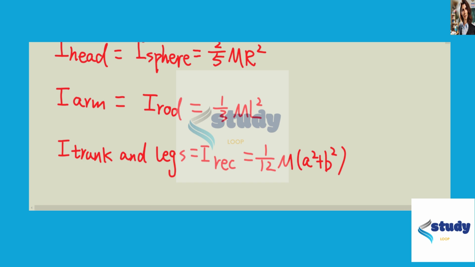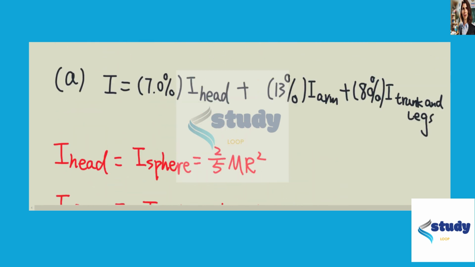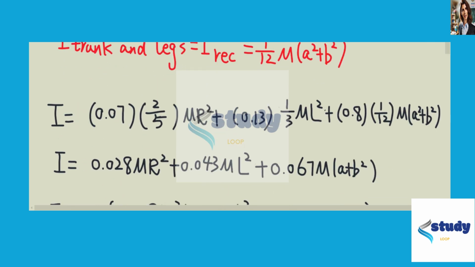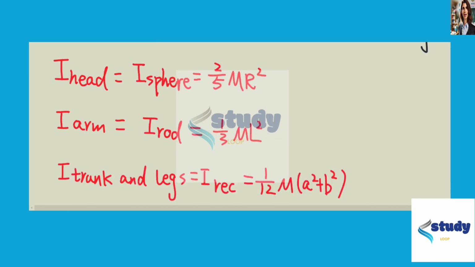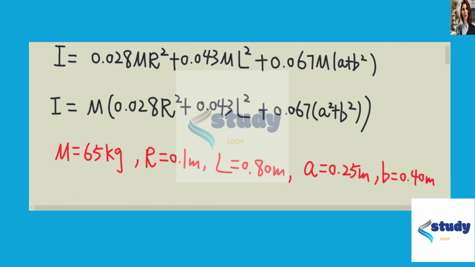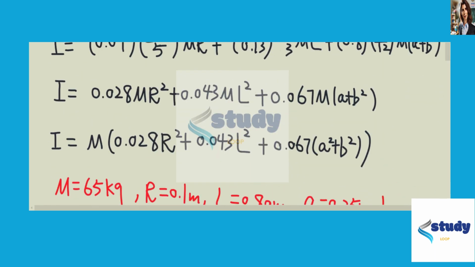And when the trunk and the legs start rotating, it's rotating like a rectangular plate, rotating about the center of the rectangular plate. That's why we have I trunk and legs equal to I plate, which is equal to 1/12 m times a squared plus b squared. So now we can do some rearrangement for the equation.